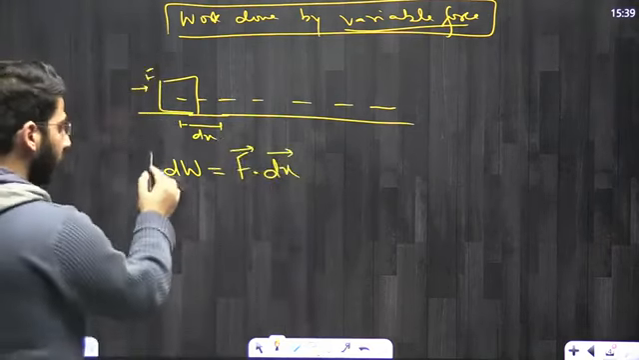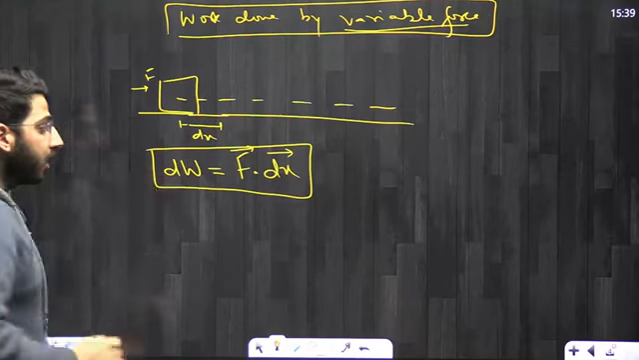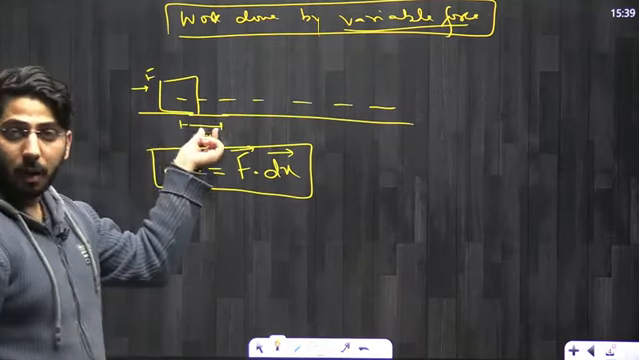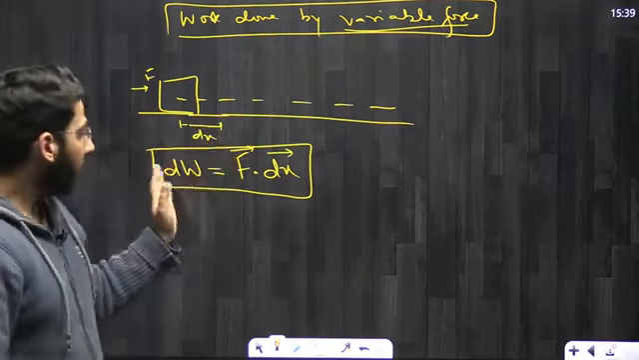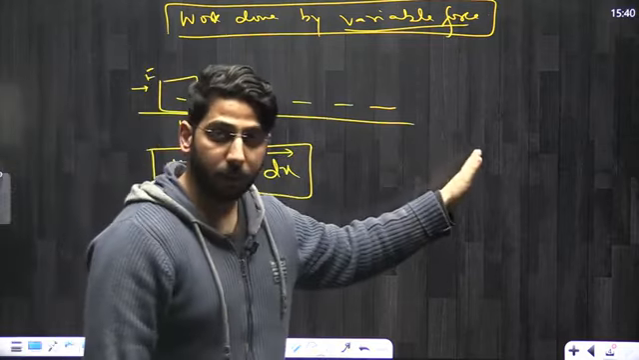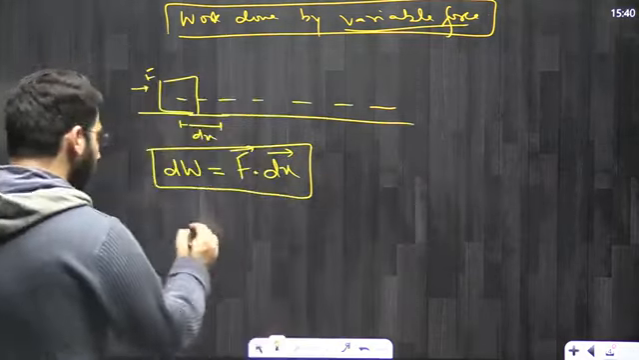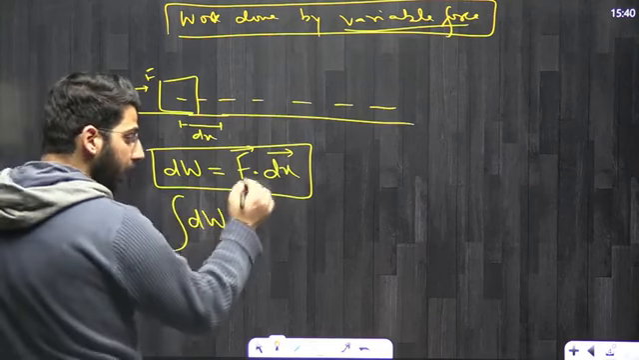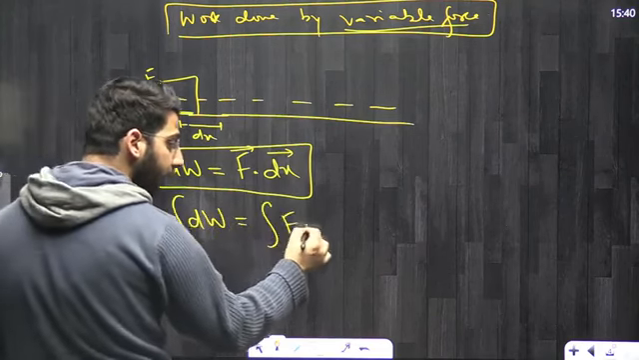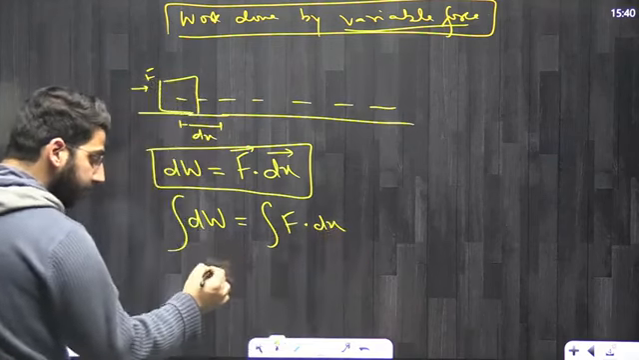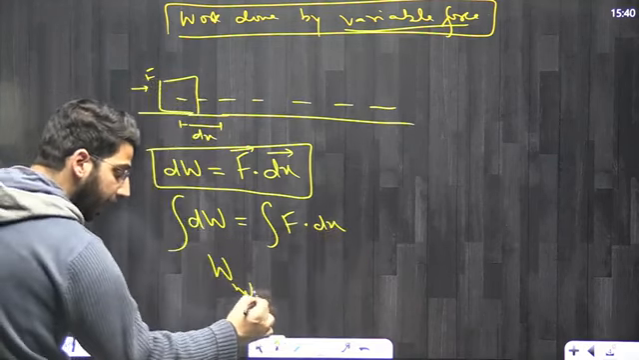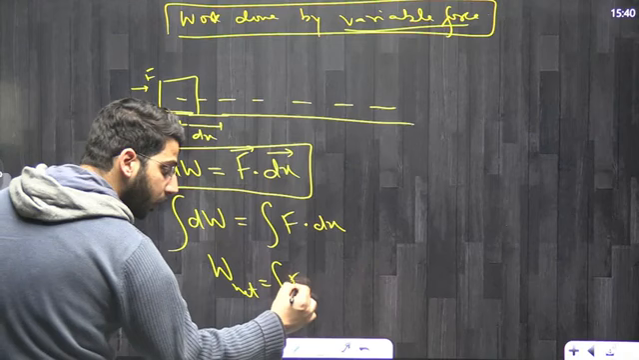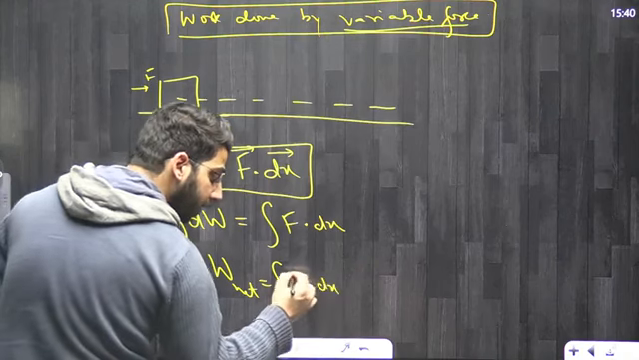So dW is equal to F dot dx. This is the small work done over this small displacement dx. Now if I want to get the whole work done, what should be my approach? I should integrate it. So to get the whole work done, I'll integrate dW, and I'll have the integral of F dot dx, and this will give me the net work, which will be equal to the integration of F dot dx.